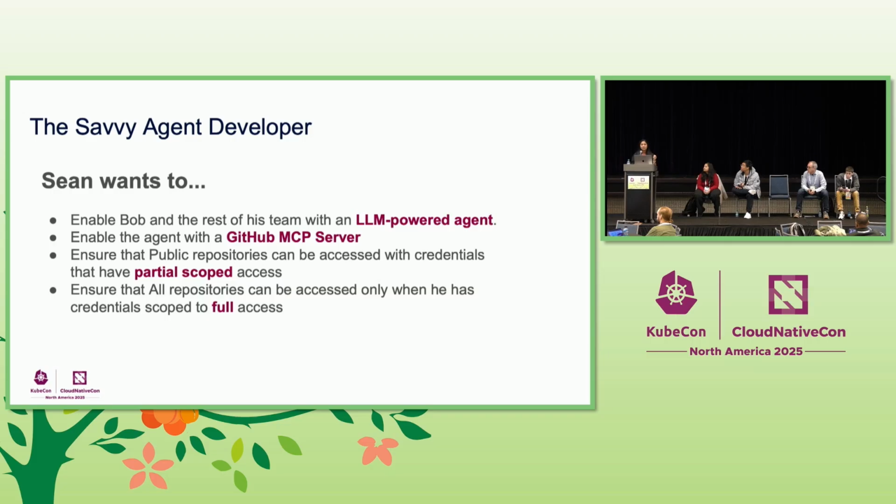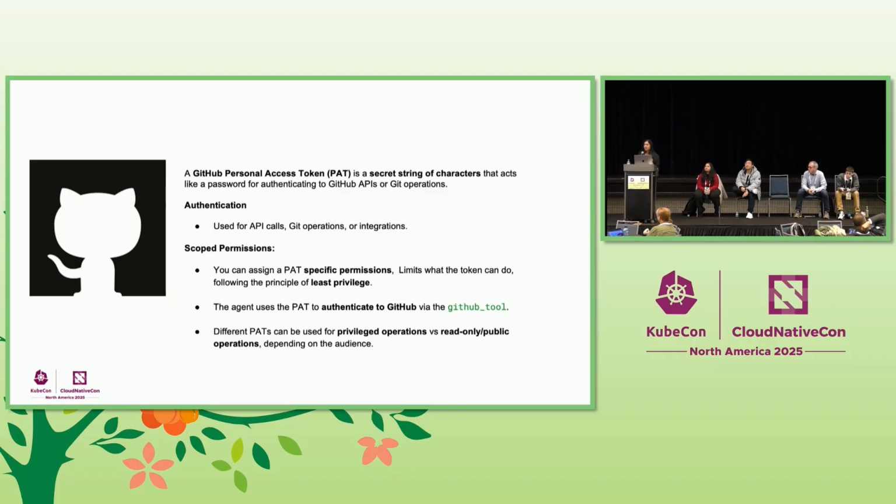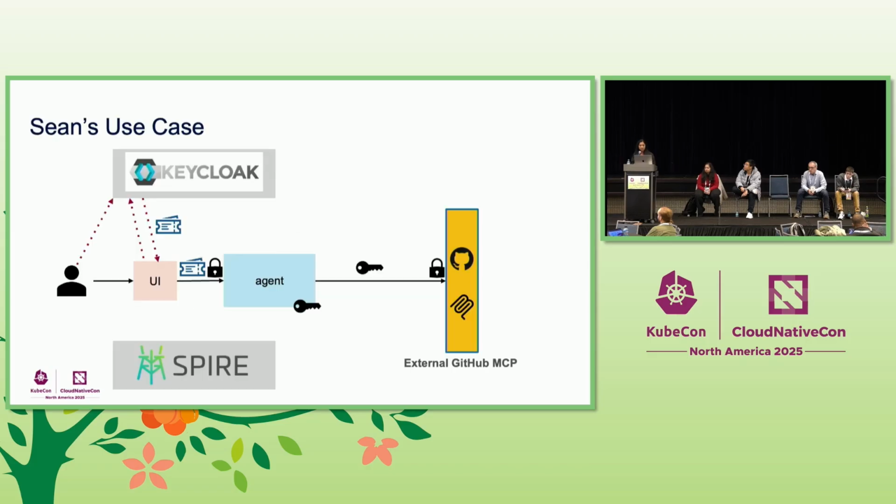And right now he mostly wants to enable Bob's team, but hopefully in the future he would be able to enable the rest of the organization. And what he knows is that the remote GitHub MCP server requires using GitHub personal access tokens. Now, GitHub personal access tokens are kind of like secret strings. They act as passwords, and this way Sean's agent will be able to differentiate access between public open source versus private inner source repositories. So that would be how we can differentiate the behavior of the agent, by using these different access tokens.